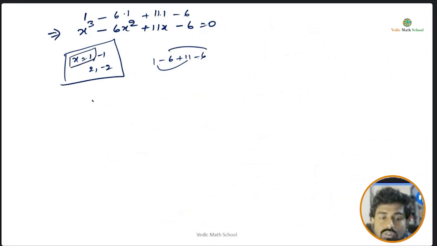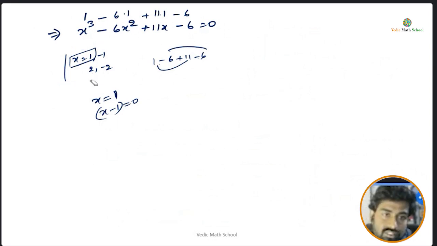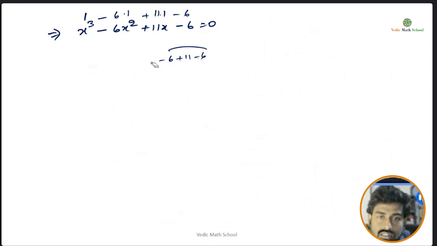Because x equal to 1 is a possible answer, what you do? x minus 1 equal to 0. This is one factor that you find from here, and in that way, you calculate the other values. This is not so quick, and sometimes you will struggle with this calculation. So we are going to avoid it, and we are going to use a different approach.